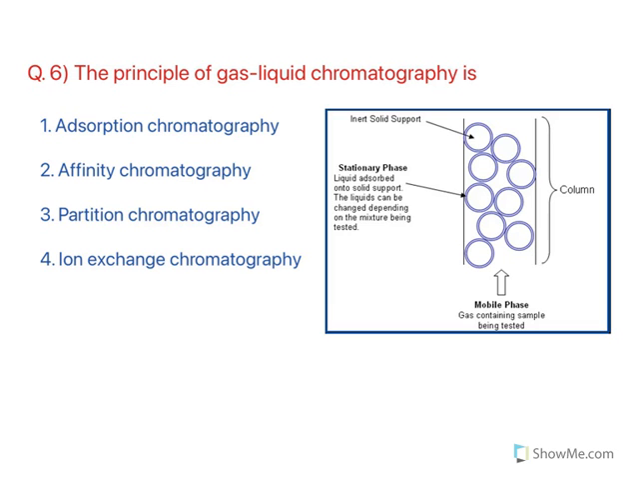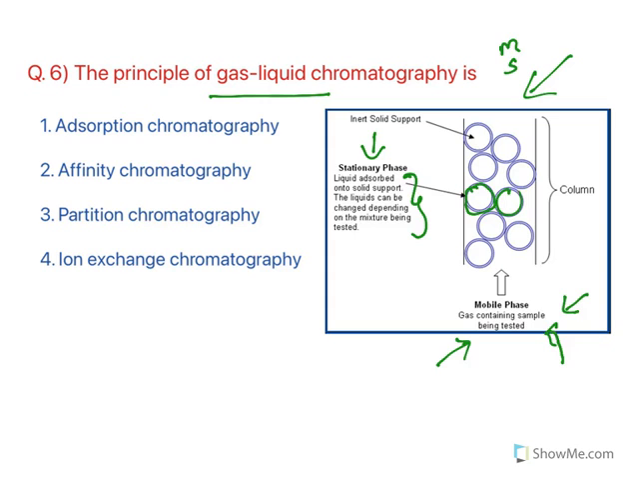Moving next. See again the principle of gas-liquid chromatography. Now when you see gas-liquid chromatography, the chromatography has a mobile phase and a stationary phase. In case of gas-liquid chromatography, the mobile phase is a gas which contains your analyte which is to be tested. The sample which is going to be tested is mixed with this mobile phase or gas. Now the stationary phase is a column. See, the liquid adsorbed onto a solid support.